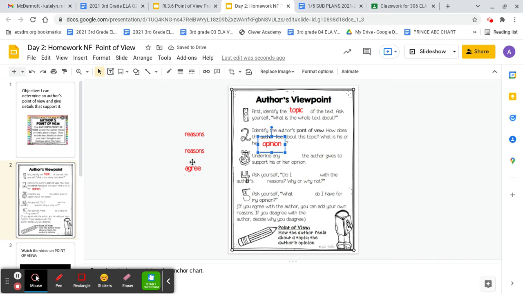Then you're going to underline any reasons the author gives to support his or her opinion. You can't have a reason without giving evidence to support it, or proof, just like we can't have a claim without giving two details to prove that our answer is correct. Then we ask ourselves, do we agree with the author's reasons? Why or why not? And then we ask ourselves, what reasons do I have for my opinion? What makes me believe this? So if you agree with the author, you can add your own reasons in. If you disagree with the author, you can decide why you disagree. The author's point of view is how the author feels about a topic, the author's opinion.